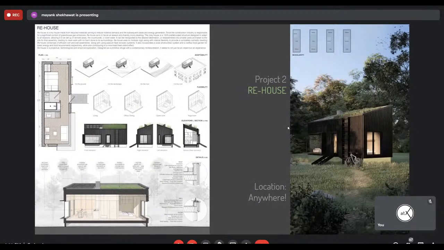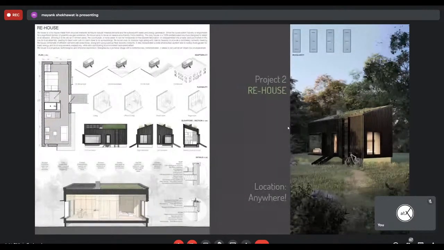So this was a competition entry I submitted last year, Microhome 2020. I think this was organized by BeeBeeDoors. The idea was to create a tiny house made from recycled materials to reduce material demand and the subsequent waste generation and energy consumption. Again, like I said before, if you're aware of how much the building would cost or what's going to happen to it eventually, you can reduce it in the very beginning by changing your decisions.